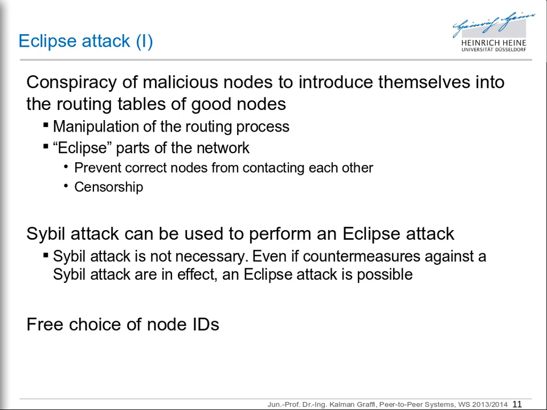But the Sybil attack is not necessary. Even if we have some countermeasures against a Sybil attack, an eclipse attack is still possible. For example, the eclipse attack can be performed by a group of malicious nodes or maybe botnets. Also, a requirement for an eclipse attack is the free choice of node IDs.